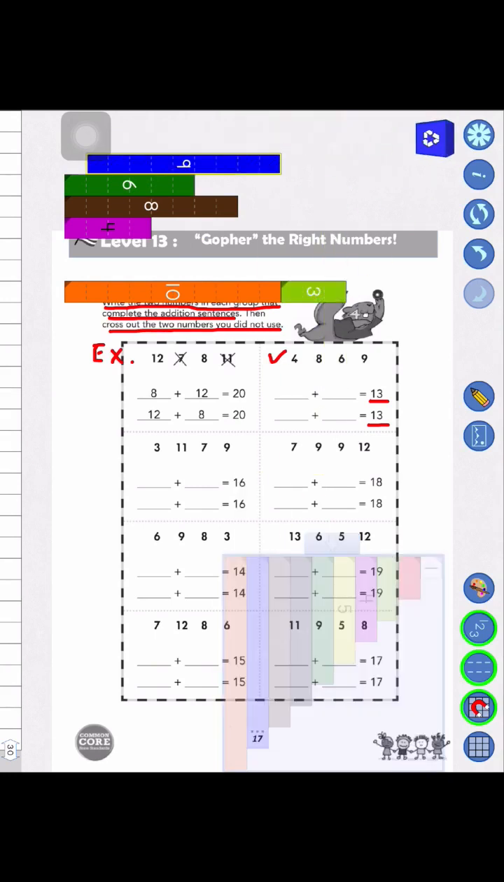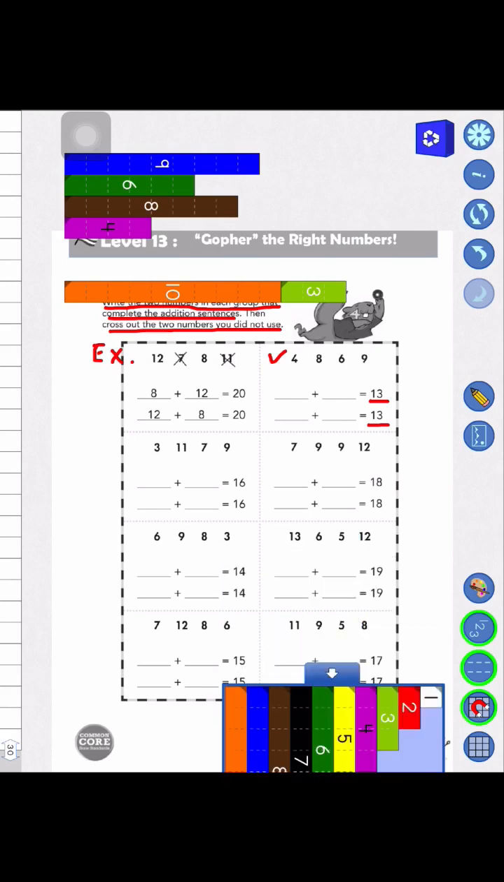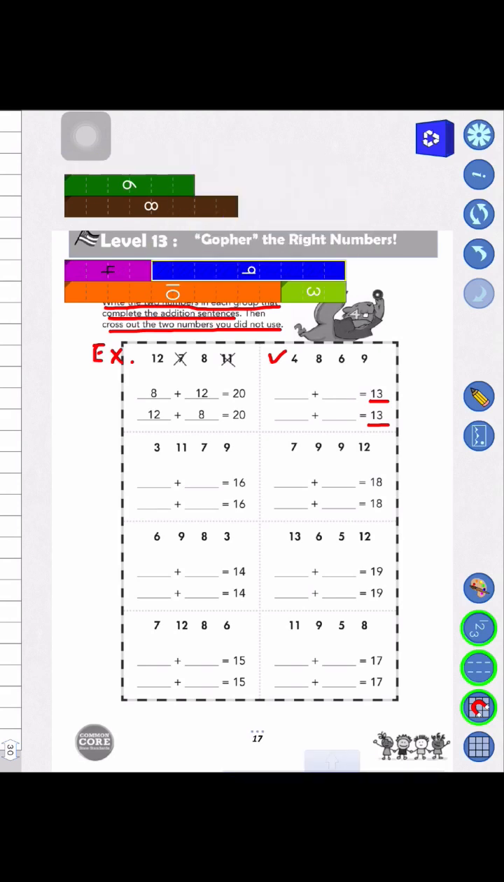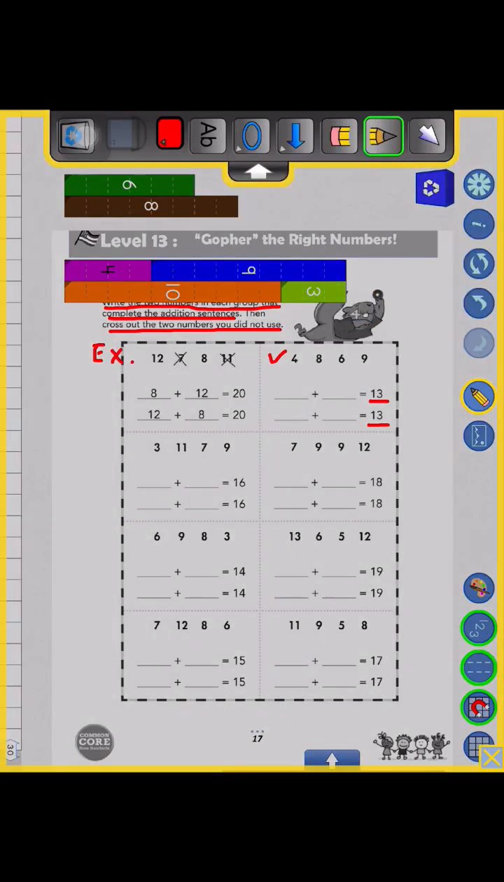So we need to choose two numbers that add up to 13. Which two numbers should we try first? Okay, maybe we can try number 4. As you can see, between 13 and 4 there should be a 9 square difference. So we should choose number 4 and number 9, and we cross out number 8 and number 6.